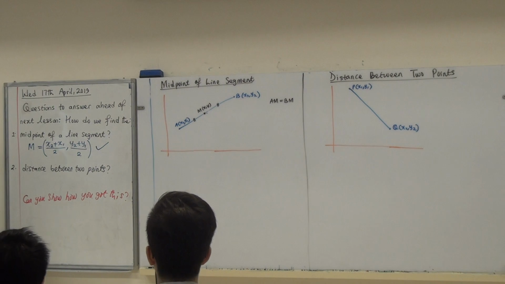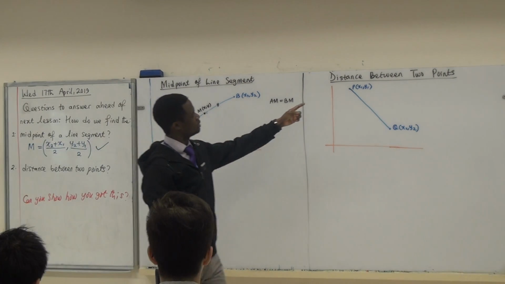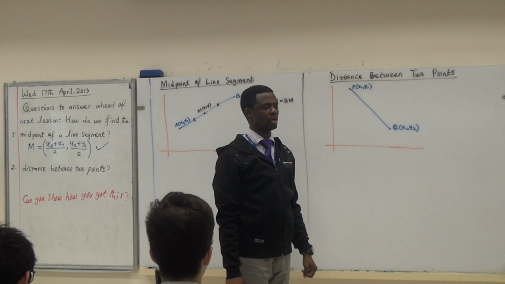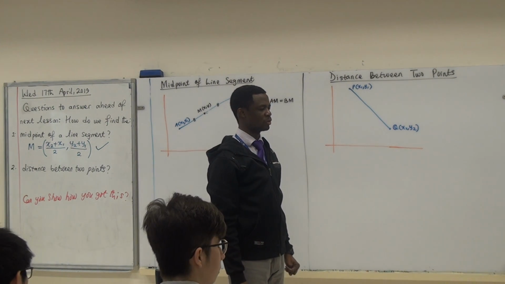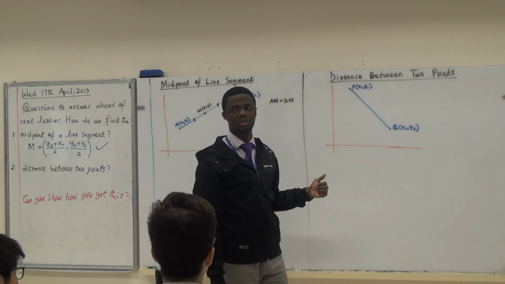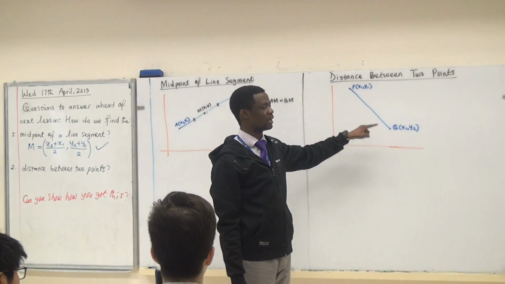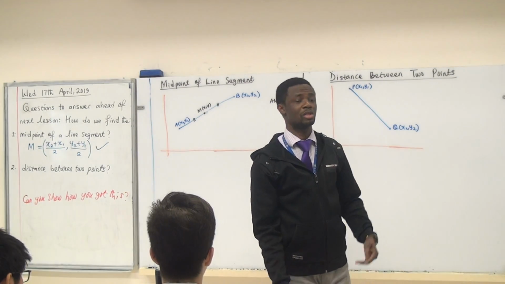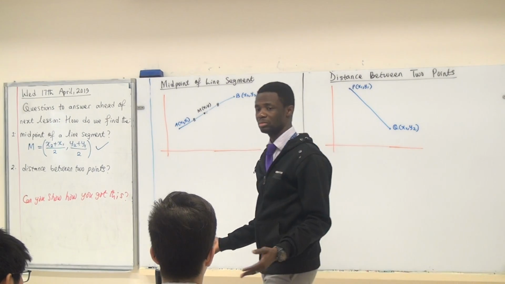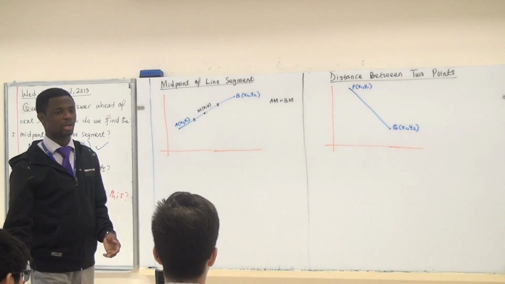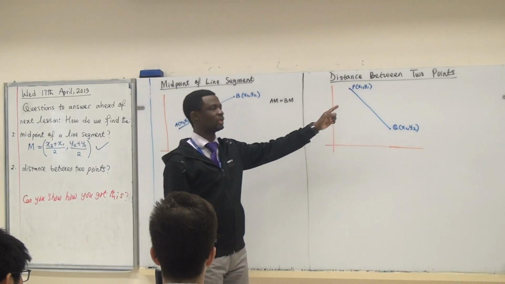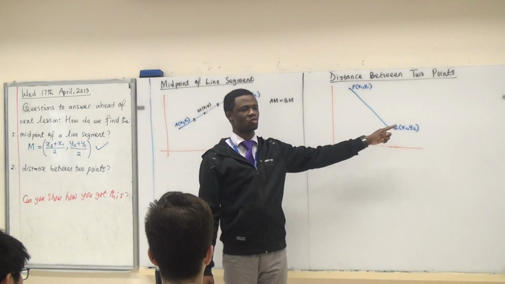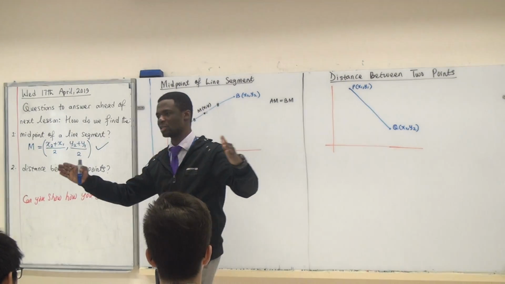Now, what if I have 2 points, P and Q? Banyi, this is not the time to look at your textbook. This is the time to be focused. Now, what if I want to find the length of this line, which is the distance between P and Q? So I give you 2 points, 2 coordinates, x1, y1, x2, y2. I want to find the distance between them.